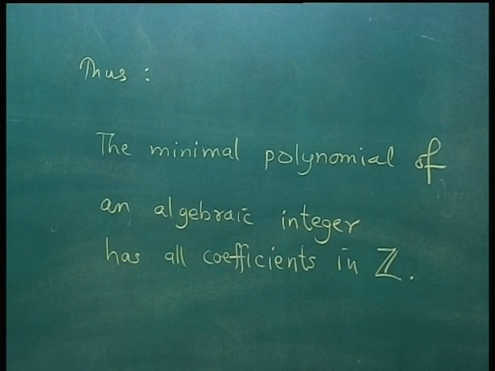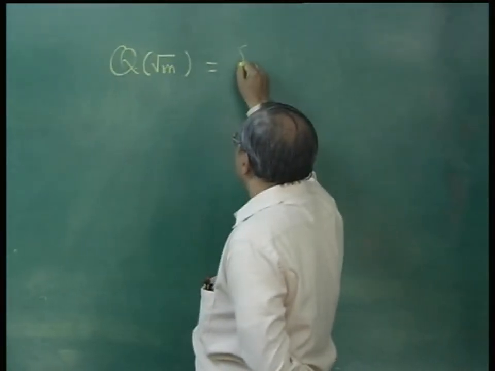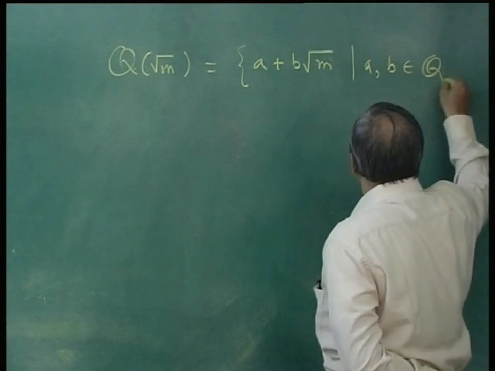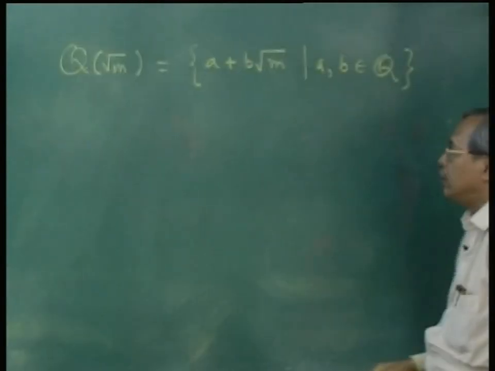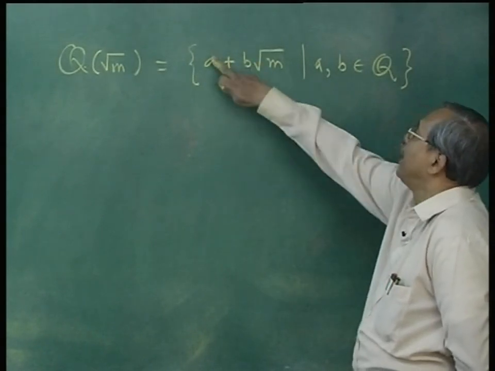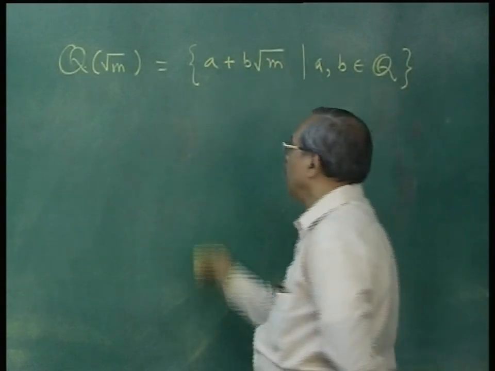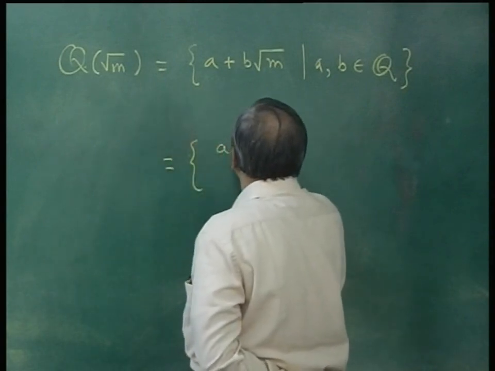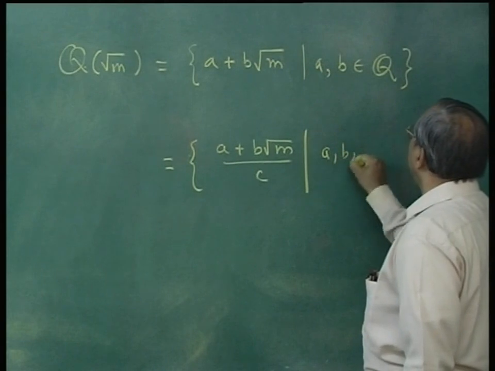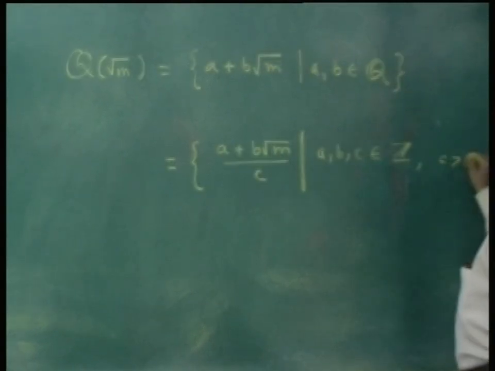If we have a quadratic field, it is of the form Q(√m), and we know that its elements are a plus b√m such that a, b belong to Q. And if you take the common denominator and call it C, you can write this also in the form (a plus b√m) divided by C, where now a, b and C are in Z. So this is also equal to the set of all (a plus b√m)/C, where a, b, C belong to Z, and we can even make C bigger than 0.